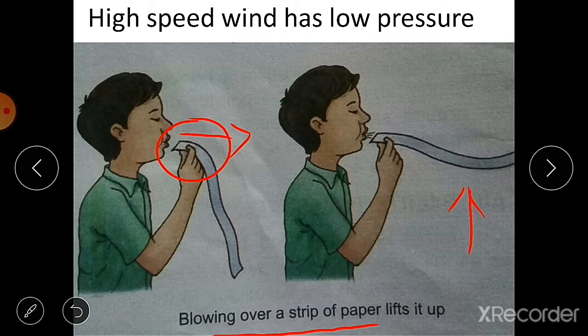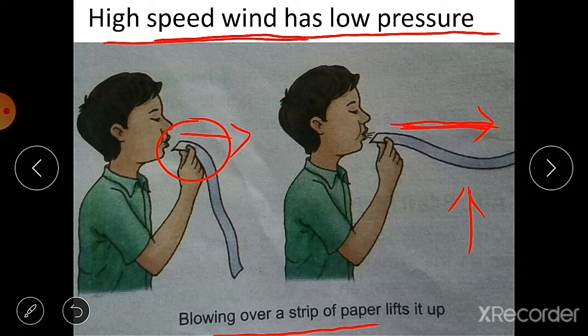Now what is the reason behind it? The reason is that the pressure over the paper strip is reduced. Here the pressure of air is reduced. Why? Because the speed of wind is more. Where there is high speed of wind, there is low pressure. High speed wind has low pressure.